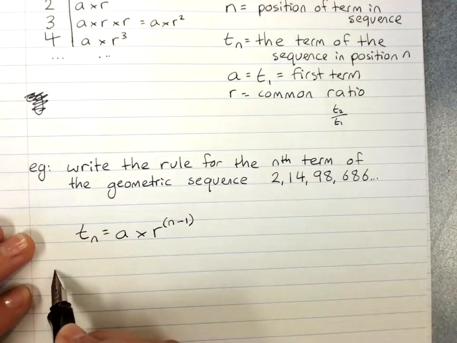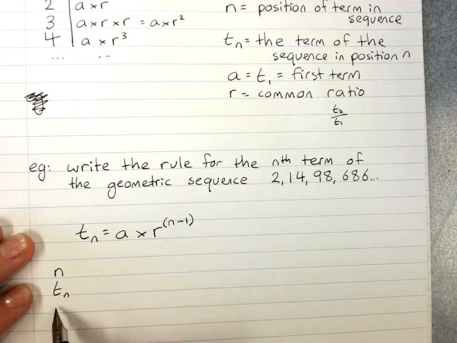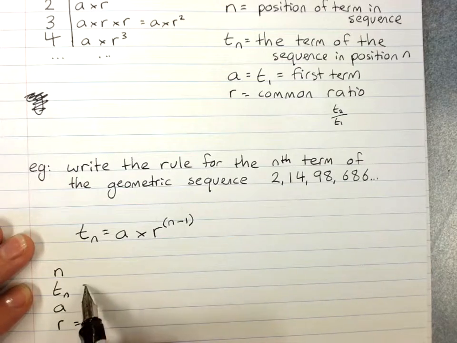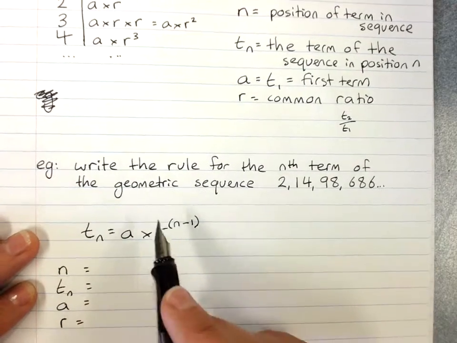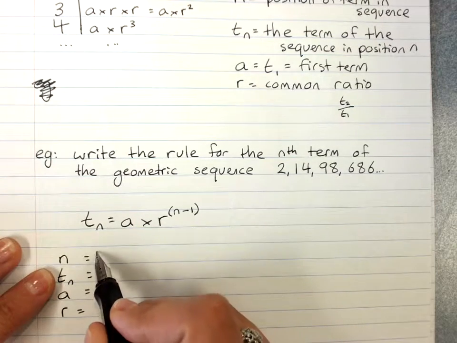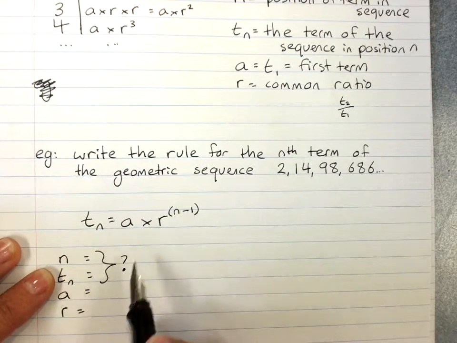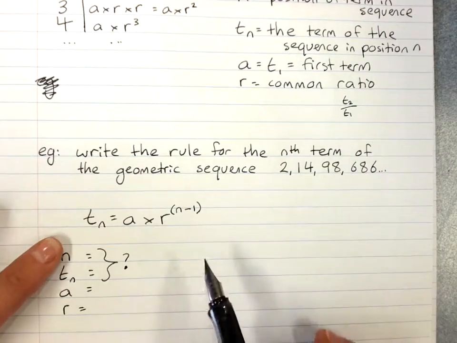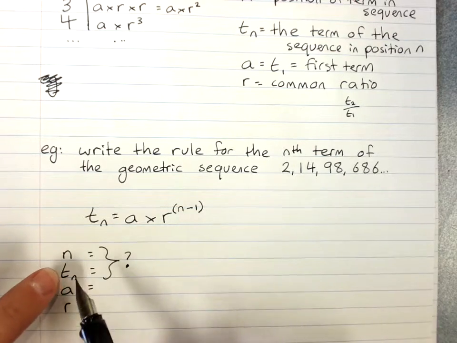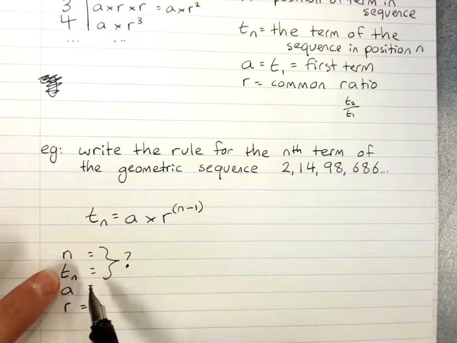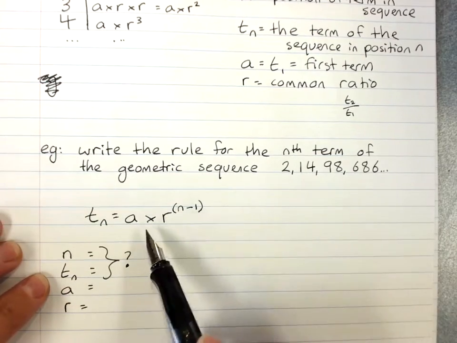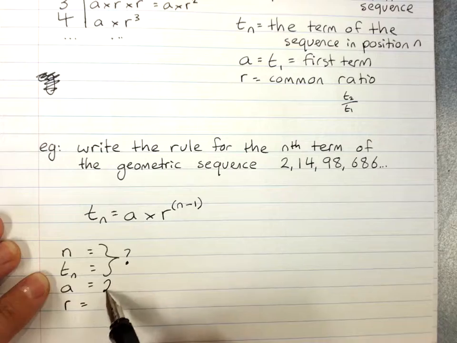Always start by writing down n, Tn, a, and r, the 4 variables in the formula, and work out what you know. Now for n and Tn, you don't know these because you're waiting for the mystery person to turn up and say, I want term 47. And if you want term 47, then you know that n is 47. But until you know that, we don't know these two. But a, first term, is 2.